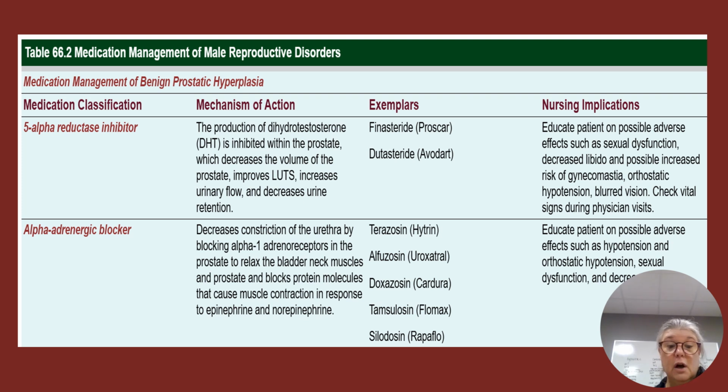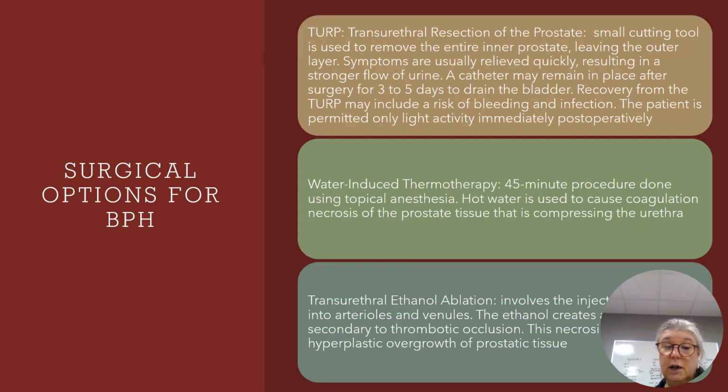You're welcome. All right, this is table 66.2. This is talking about some of the meds related to BPH. It has the 5-alpha reductase inhibitors and the alpha adrenergic blockers on there. I cut those out on purpose. Take a look at those. All right, that was slide 35.